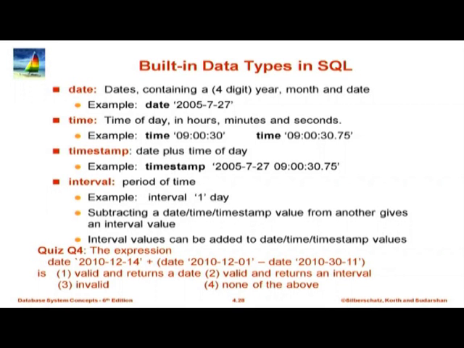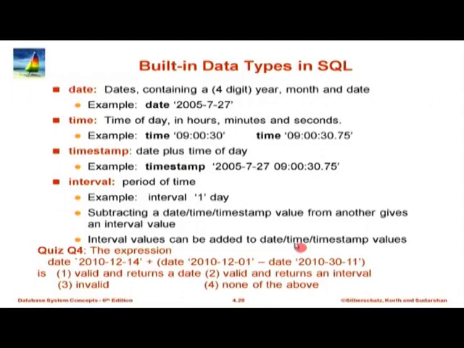So what does this expression do? Date minus another date. What is the type of this result when you subtract one date from another? It's an interval. We just discussed the interval type. Now what is the result of adding an interval to a date? It's a date. So the result of this is a date, and it is valid. On the other hand, supposing I did the following.